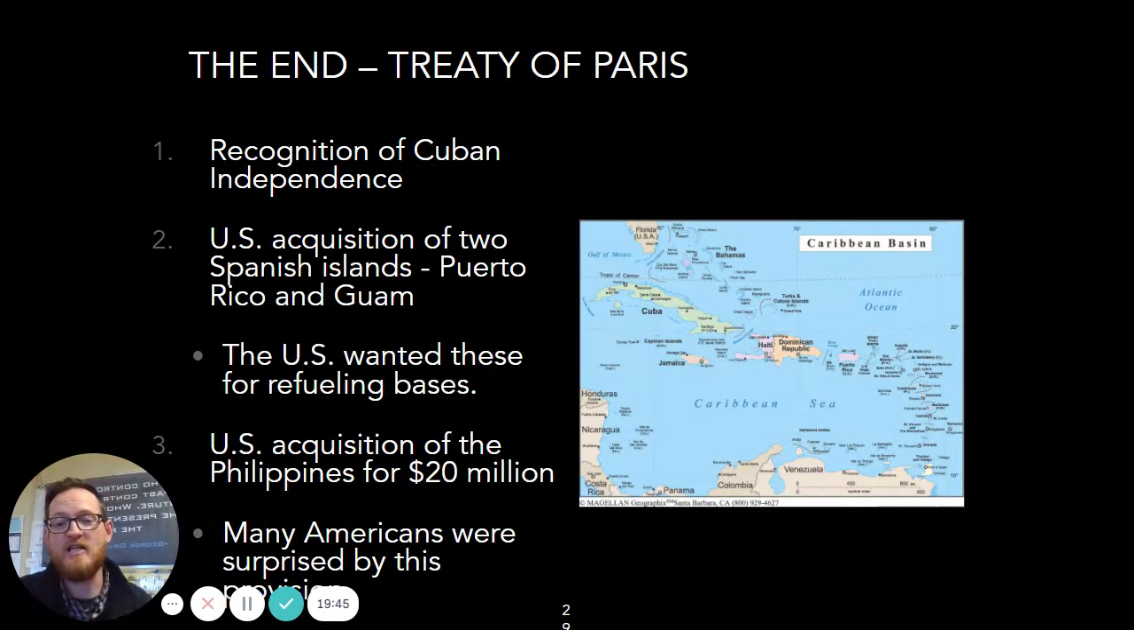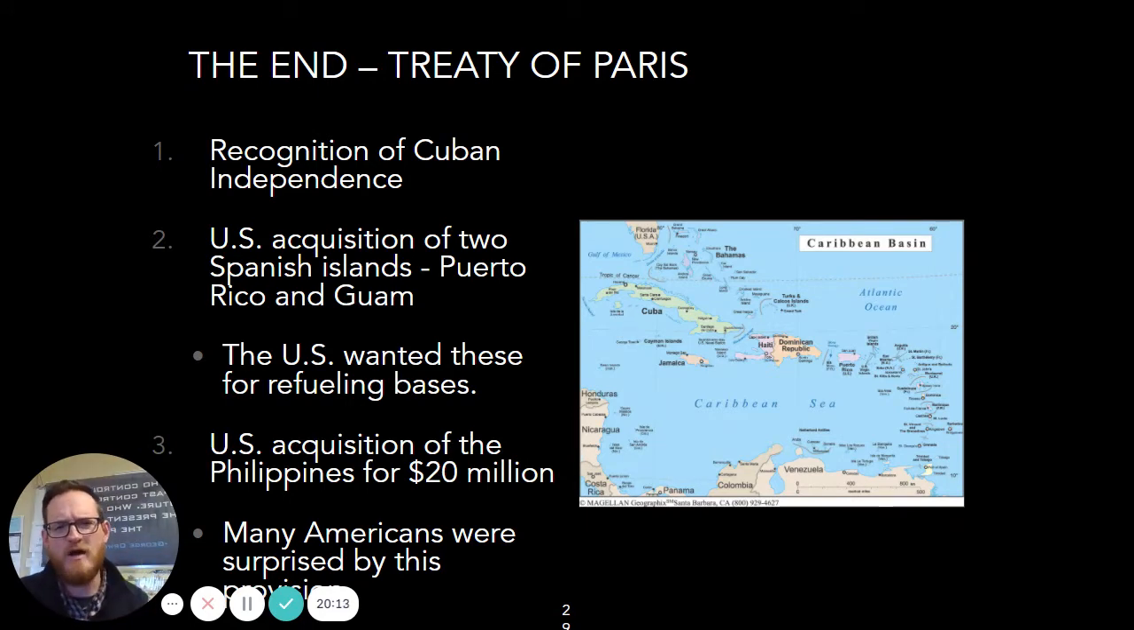So the end, what does the end look like? One, the recognition of Cuban independence, which is what we had been pushing for. Two, the U.S. would acquire 2 Spanish islands, Puerto Rico and Guam. And the reason that we wanted those was for refueling bases. And again, you might be wondering, well, this was about Cuban independence. How did we end up with islands? Well, it's almost kind of like our payment back for getting involved in the war and sacrificing. And I'm sure that's how a lot of Americans felt about it too.